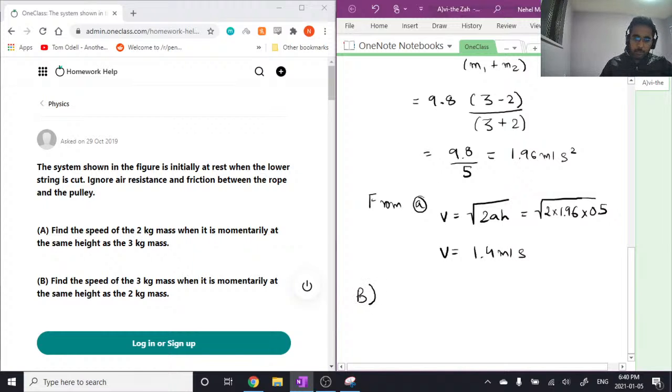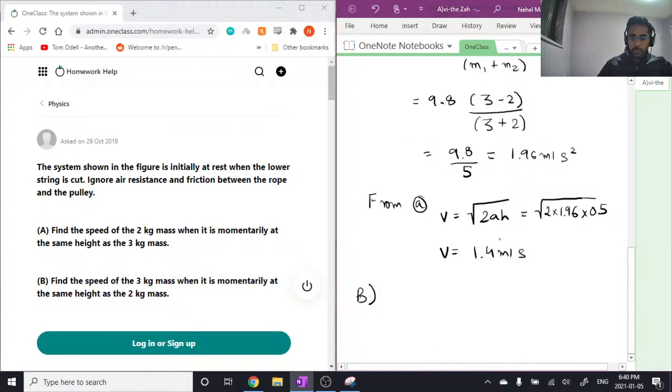For part B, it's asking us to find the speed of the 3 kg mass. So the way you can think of this question is, there's two ways of solving this. One is just by what we discussed earlier, which was that the acceleration of these two is the same because they're connected to the same string and there is no friction. Similarly, since they're connected to the same string, as one block moves down, the other block moves up with the same velocity. Therefore, the velocity of the two blocks has to be the same.